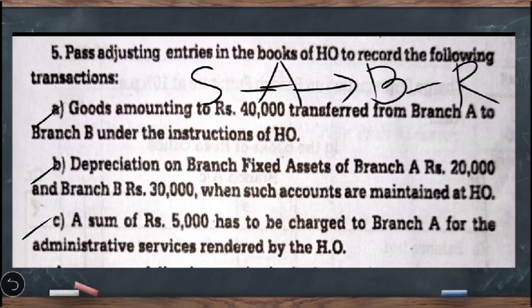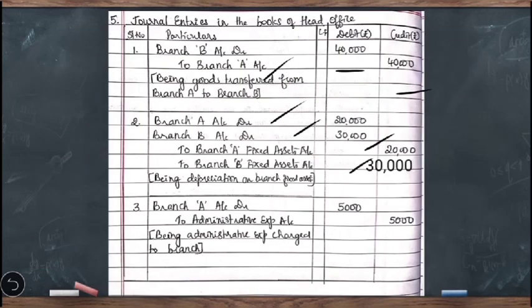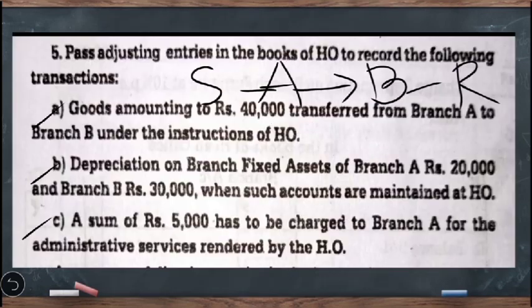Okay. Then coming to the third adjustment given in the question, a sum of rupees 5,000 has to be charged to branch A for the administrative services rendered by the head office. Here the head office has rendered administrative services to branch A, that is why branch A should be charged 5,000. So now what is the entry we have to pass? The entry will be branch A's account debit to administrative expenses account. What is the amount we are going to charge? That is 5,000. Okay. So these are the adjustment entries we have to pass with regard to the first question.